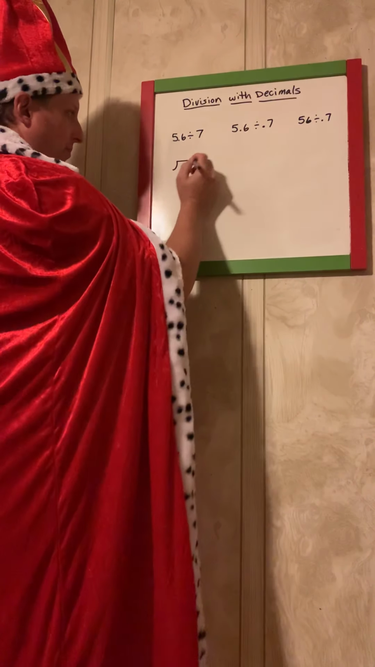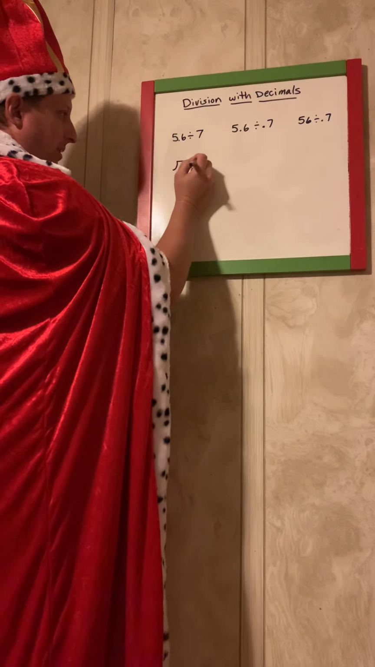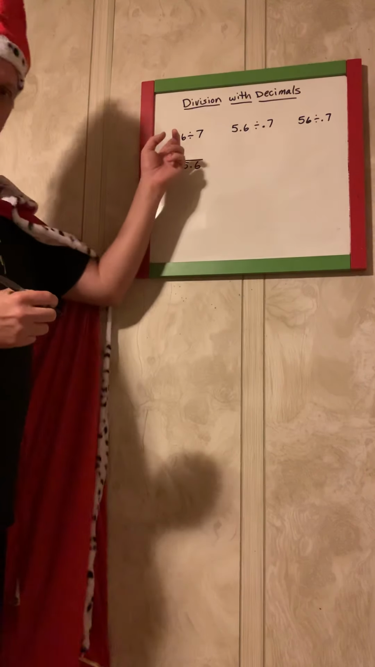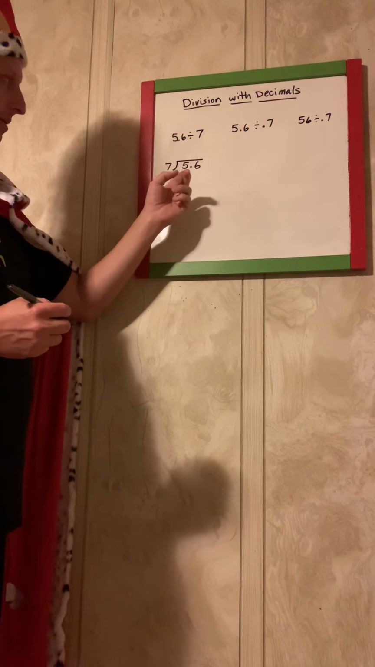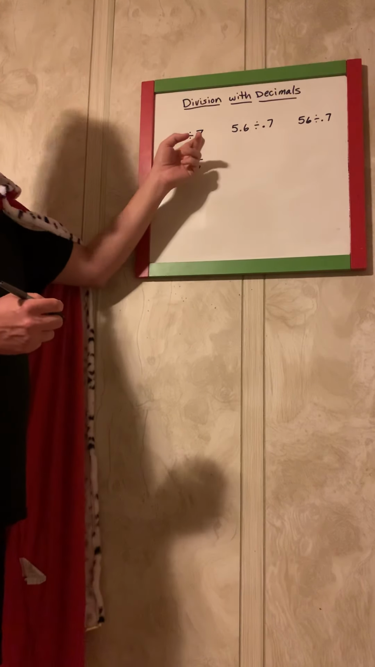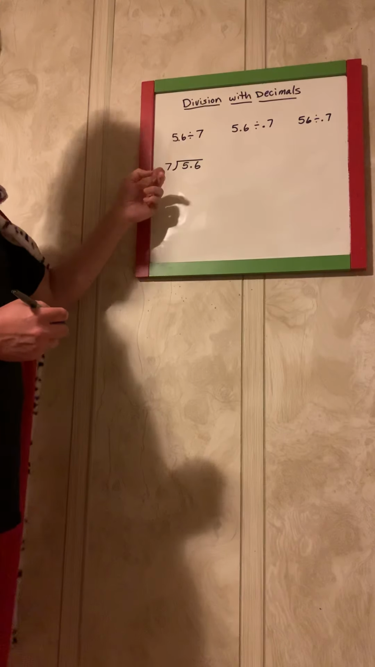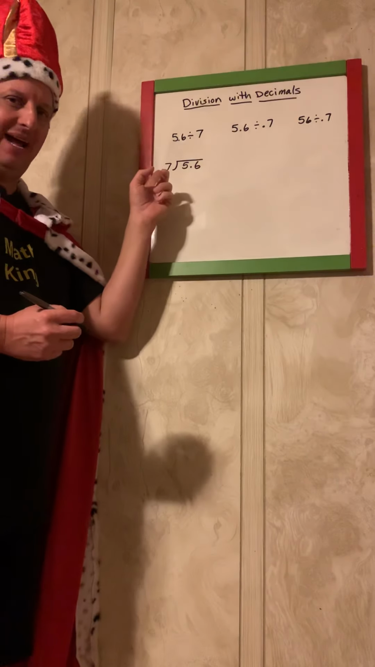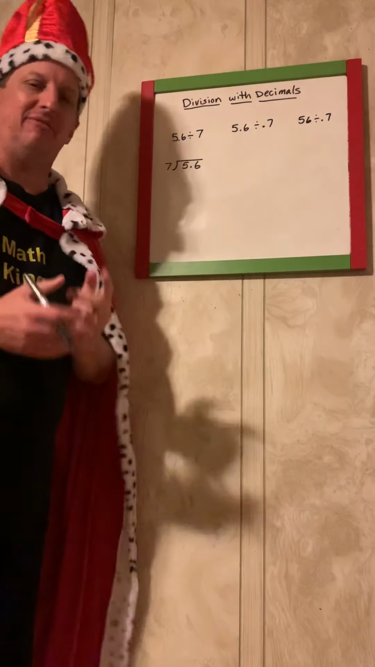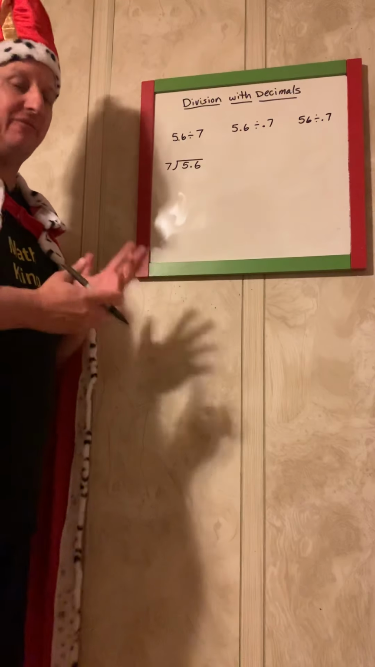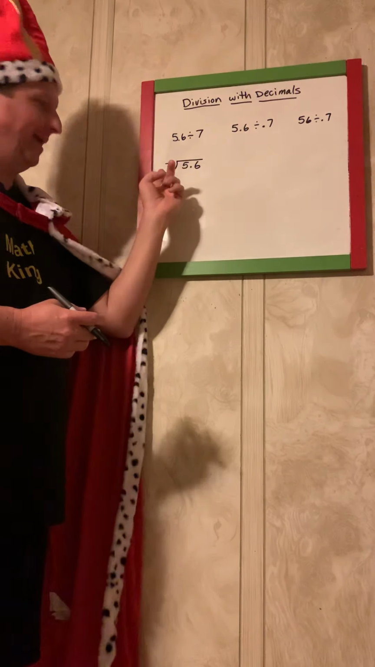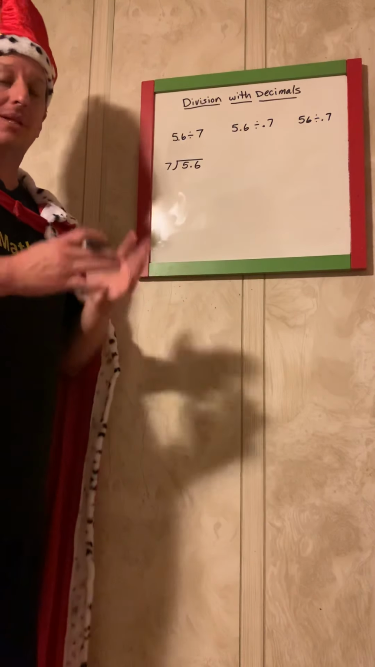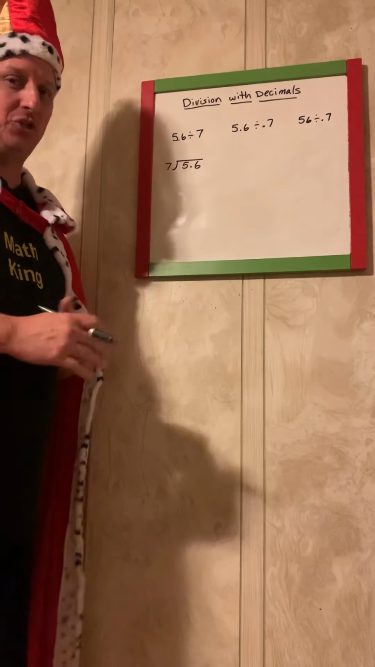So I'll put my bracket here. I'm going to put 5 6/10 divided by 7. Remember, my first number, my dividend, goes under the bracket. My divisor, the second number in the problem, goes outside. Now, when I'm dividing, it's important to look at the divisor. The divisor cannot have a decimal in it. If it does, I have to change it. In this problem, there is no decimal in the divisor. There's only one in the dividend. That's fine. The decimal can stay in the dividend. I don't have to change that.